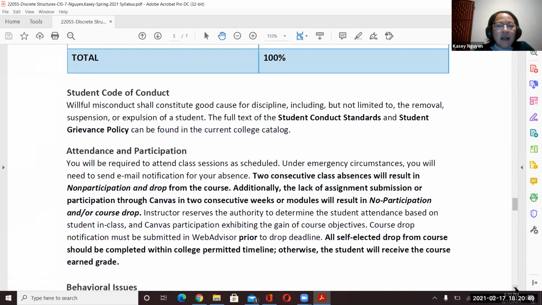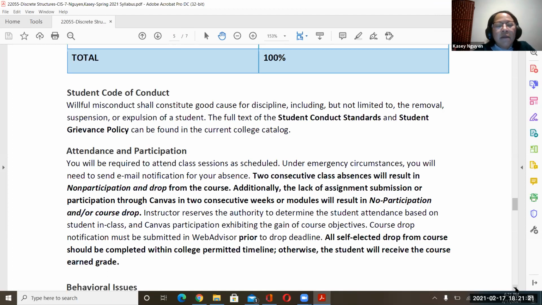Student code of conduct: I follow the college standards and policy. For students that have issues, we normally submit a form that goes to student services. They counsel the student, and that form goes into the student file. Depending on the case scenario, if it's academic related, it will go to the academic deans and also the vice president of academic for counseling and so forth.